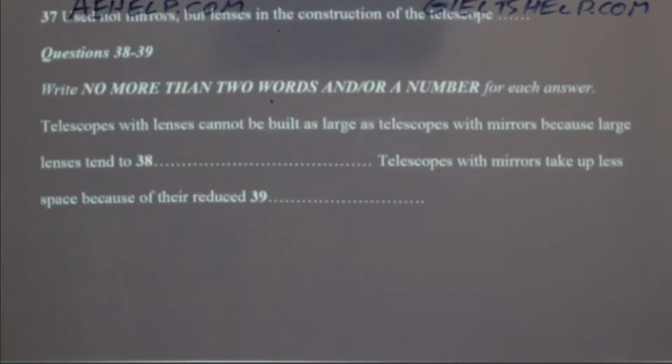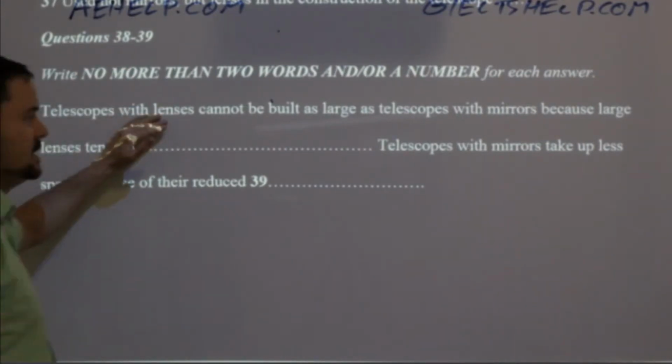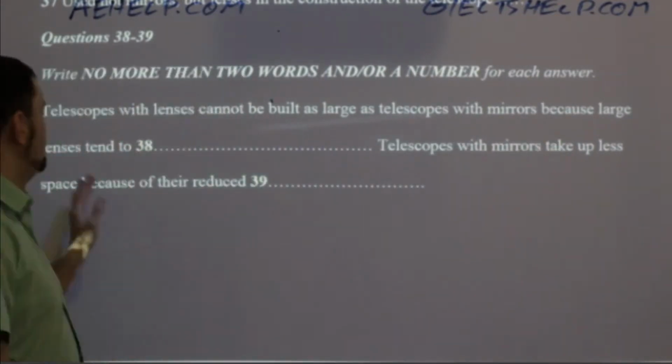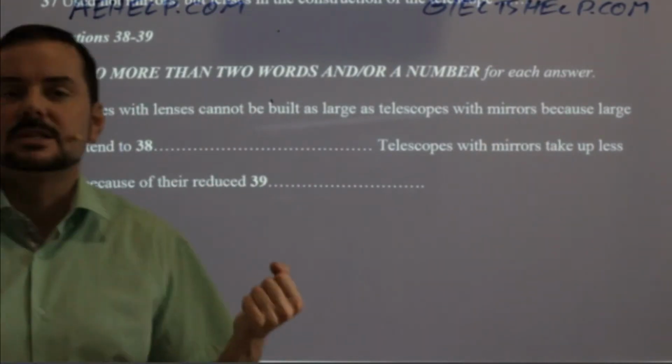So now we had this kind of short fill in the blank for 2 questions, 38 and 39, talking more about the lenses. You had to move quickly here. So telescopes with lenses cannot be built as large as telescopes with mirrors because lenses tend to something. What happens to these lenses?